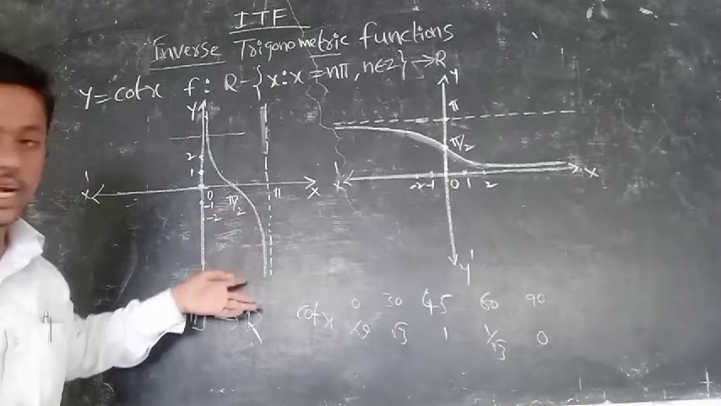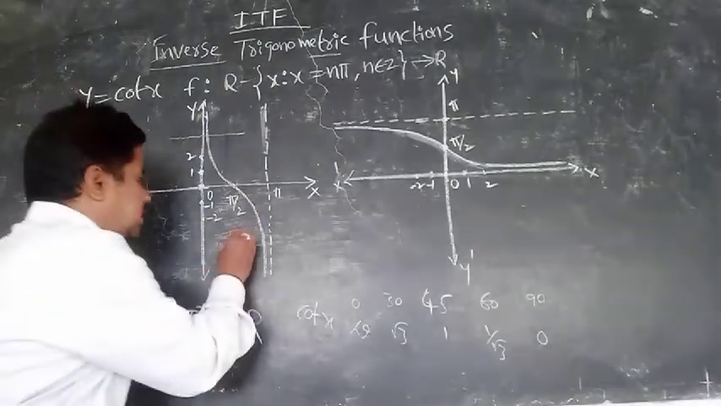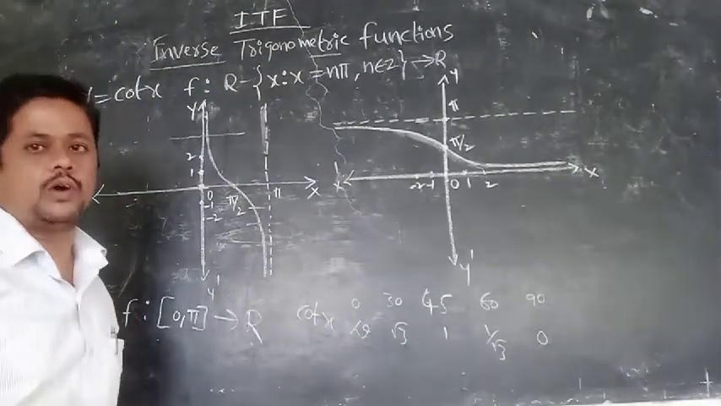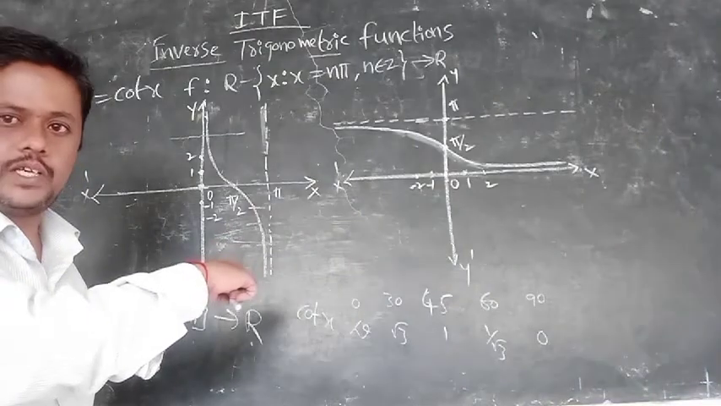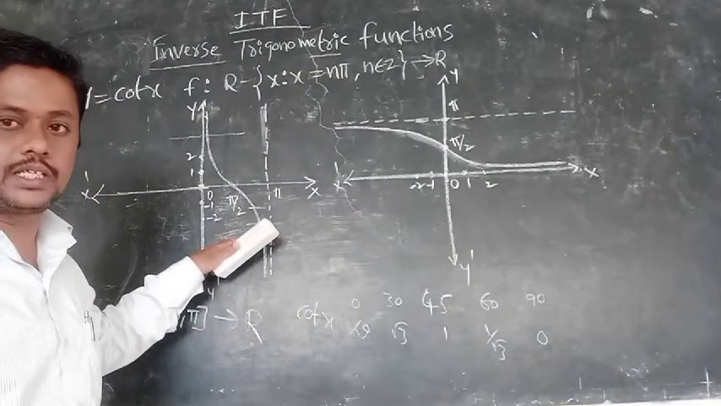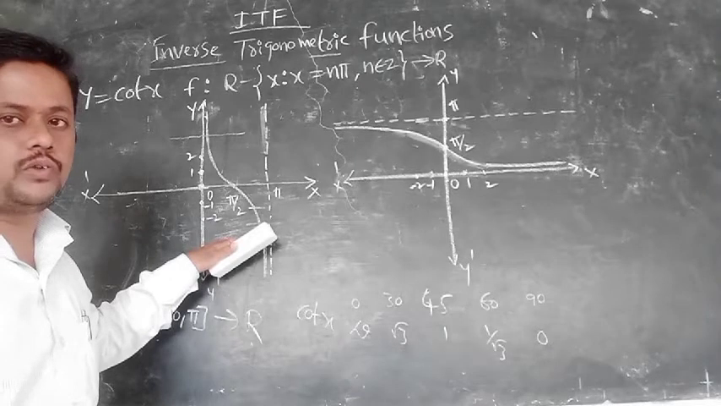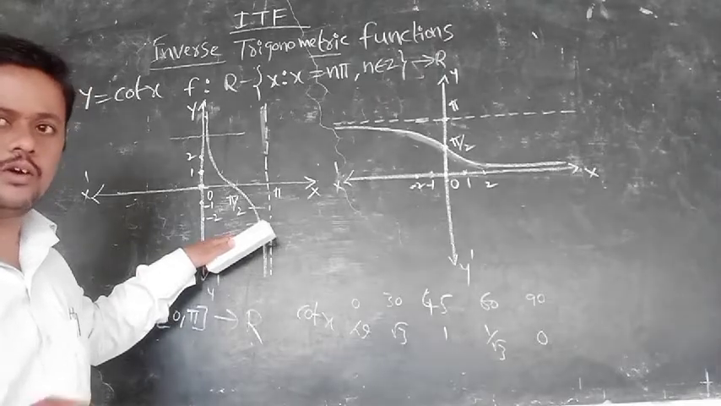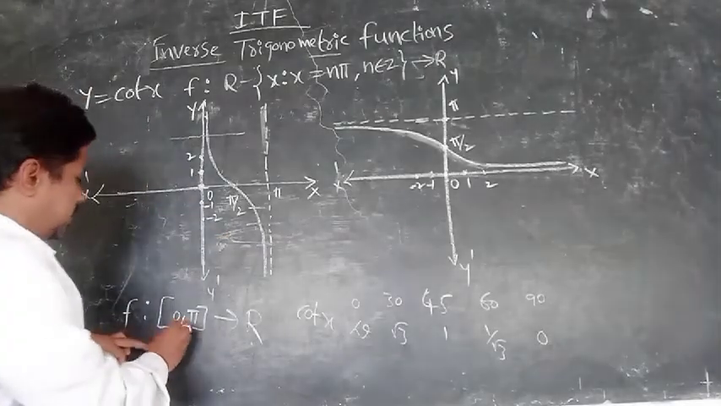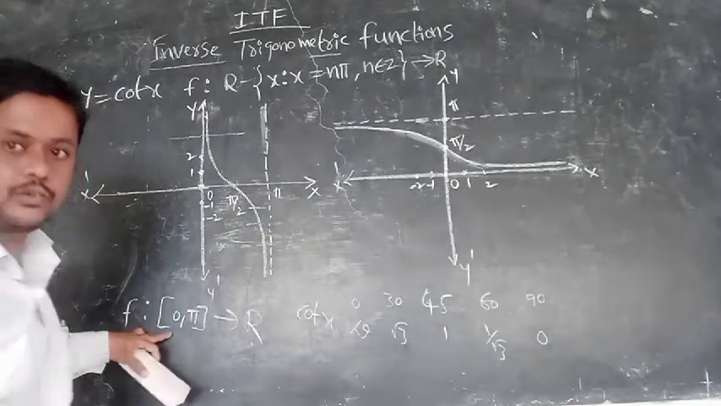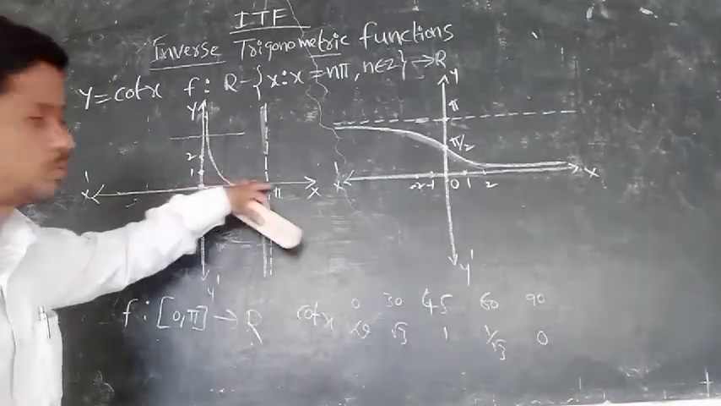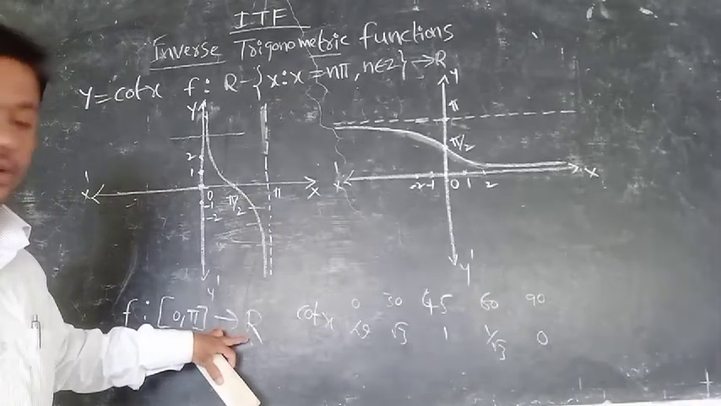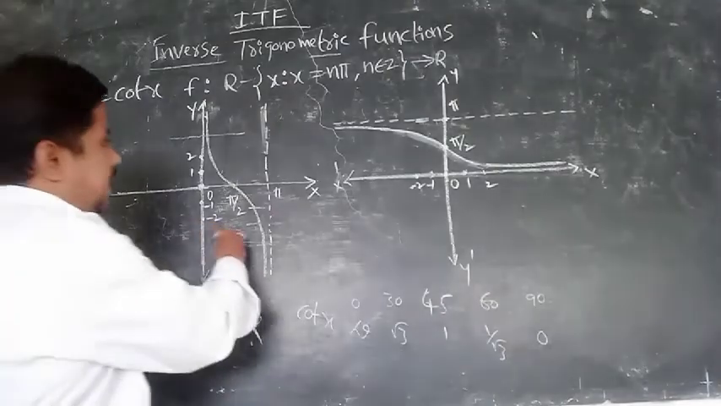This is 1-1. This is onto also. So if you draw any line parallel to the x-axis, it will cut at only 1 point. So therefore it is a bijective function. It is 1-1 and onto, so it is bijective. We can define the inverse for cot x. Now for the cot x function, what is the domain? Now we restricted it like this: 0 to pi tends to R. Domain, codomain. Now it will become the cot x function like this.